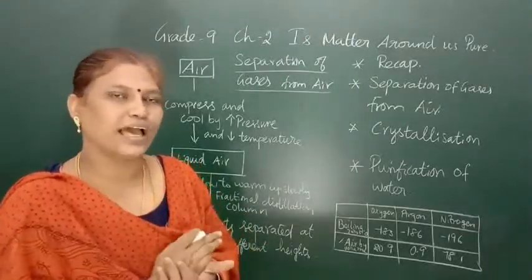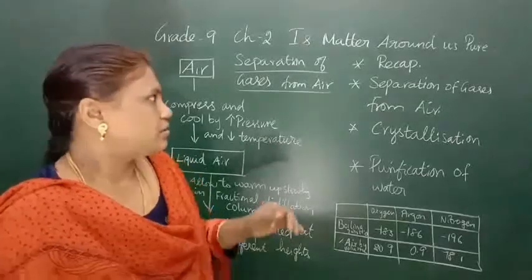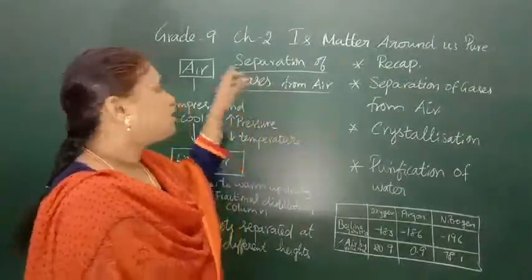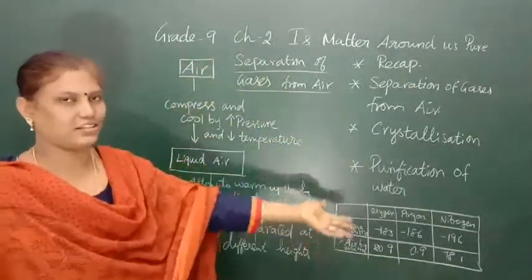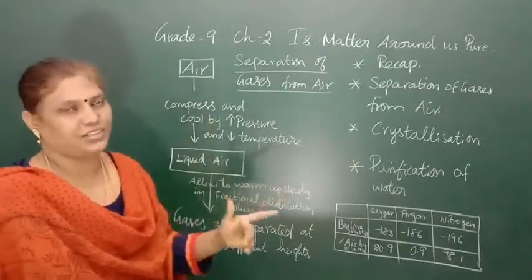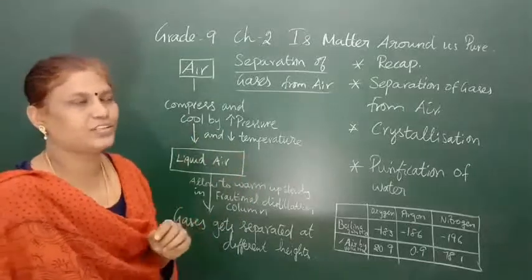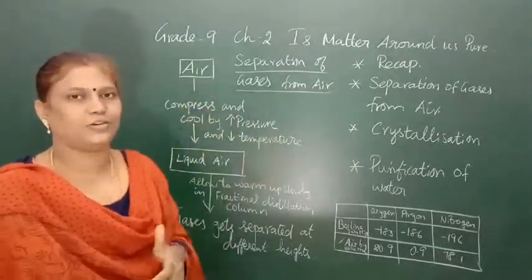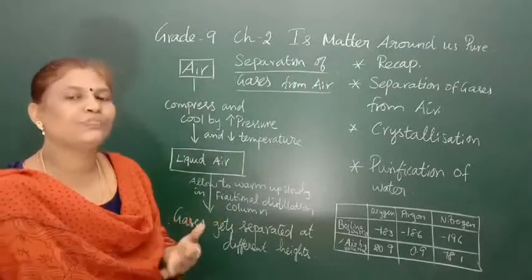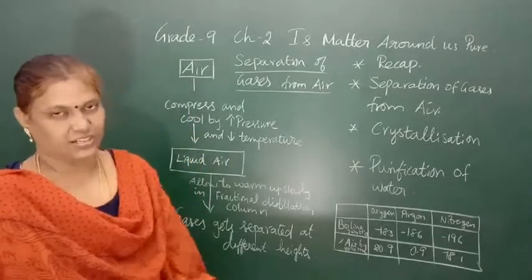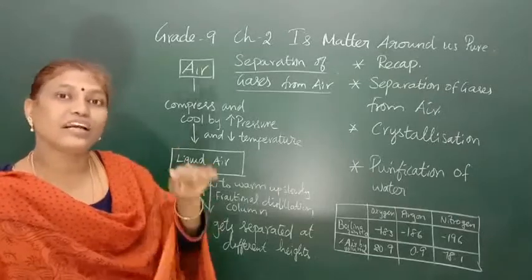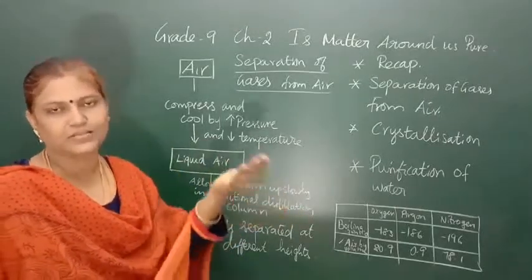Now we are going to see how the separation of gases from air happens. The air contains these gases, so I have to separate oxygen, argon and nitrogen, which are all present in air. Air is in a gaseous state. In order to convert the gas into liquid, what will we do? We will give pressure, and we have to reduce the temperature. It happens when it is cooled.